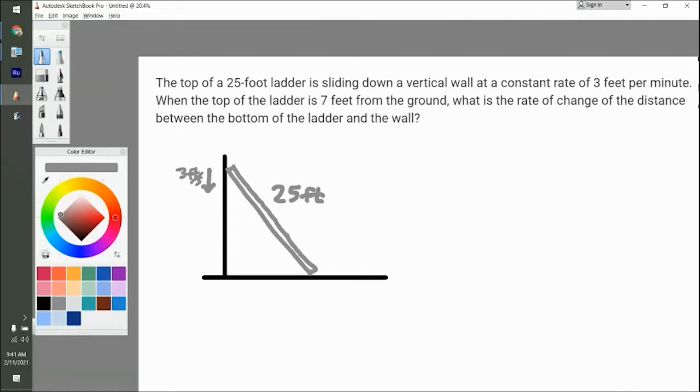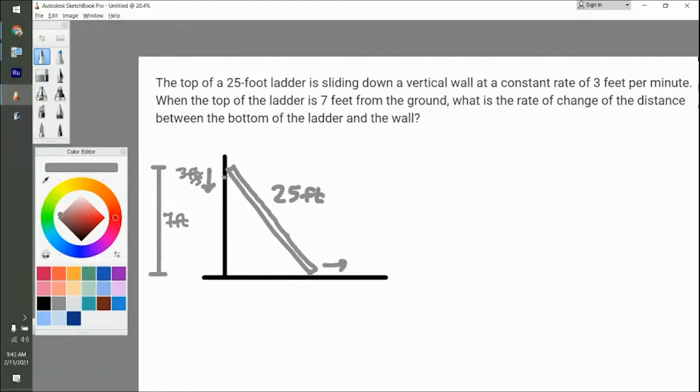But, all right. When the top of the ladder is 7 feet from the ground, so the top of the ladder is 7 feet from the ground. So what I'm going to do here is label this 7 feet. What is the rate of change of the distance between the bottom of the ladder and the wall? Okay, so we're basically looking for this part right here.